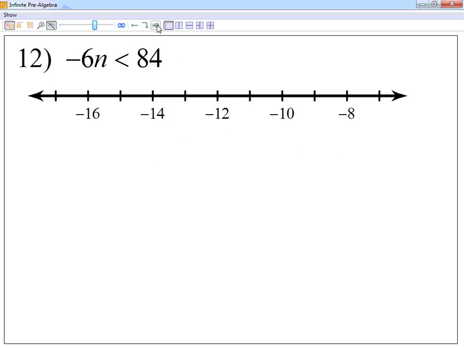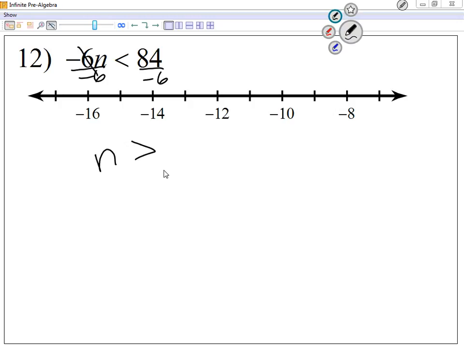If we look at number 12, I have a multiplication, so let me divide by negative 6. I'm dividing by a negative, so don't forget to flip your arrow. N is greater than 84 divided by negative 6, which is negative 14. Do notice I flipped the arrow because I divided by a negative. So now my key number is negative 14. Don't fill it in. N is on the big side now. So N is big, so my big numbers are to the right.